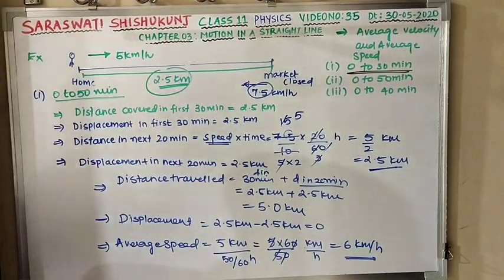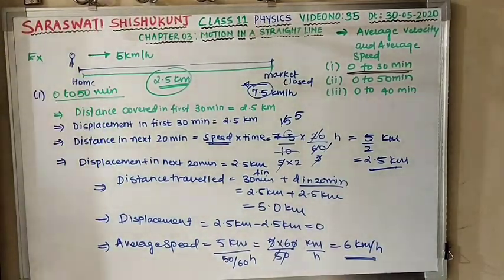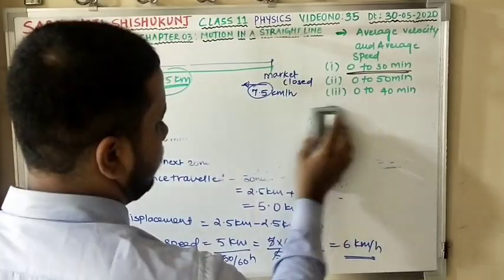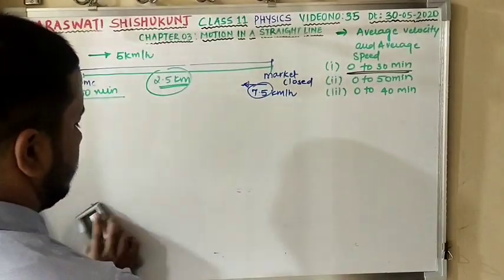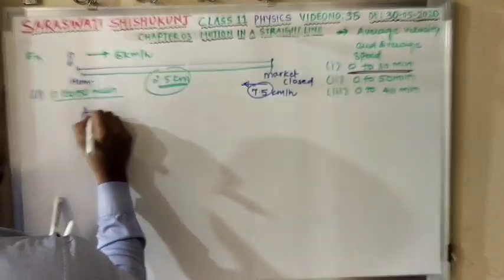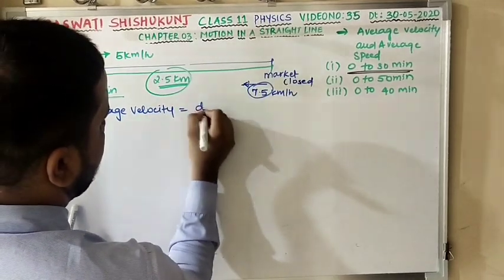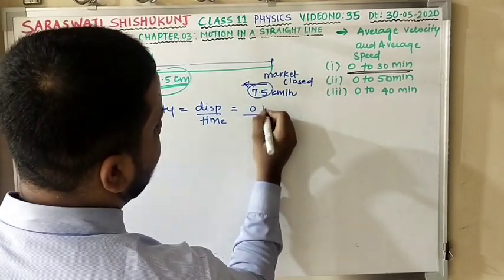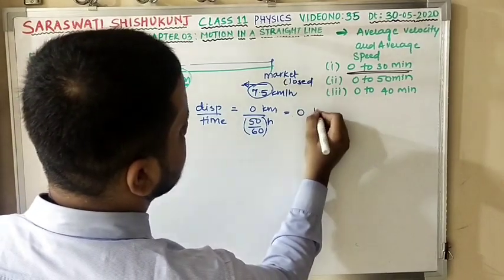Till here clear? Now the last one to calculate, that is average velocity. For average velocity, what are you going to do? Average velocity is equal to displacement upon time. Yes or no? Displacement upon time. What is the displacement with you? That is 0. Time is 50 by 60 hours. Yes or no? The answer is how much? 0 only.